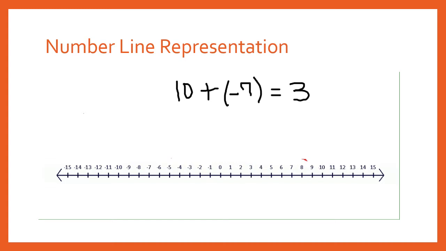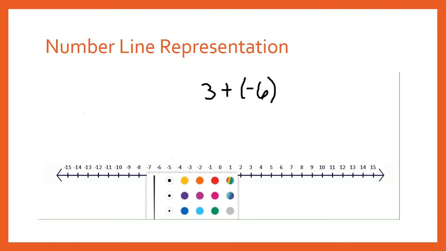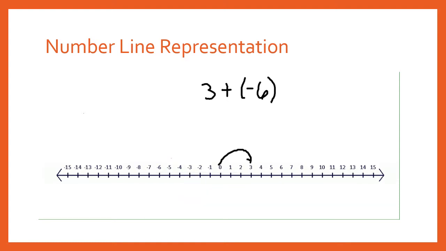Let's try another one. Let's do 3 plus negative 6. Okay, so I'm going to jump from 0 to 3, but then I'm going to start there and go backwards 6 places. 1, 2, 3, 4, 5, 6. So that lands me on negative 3.